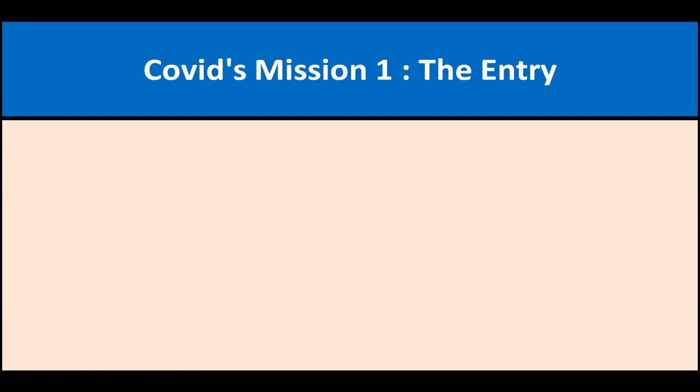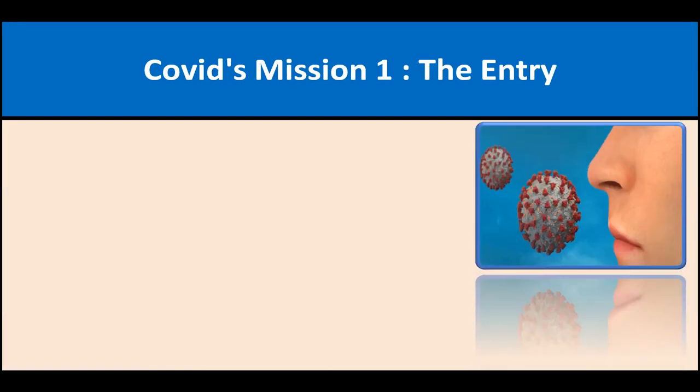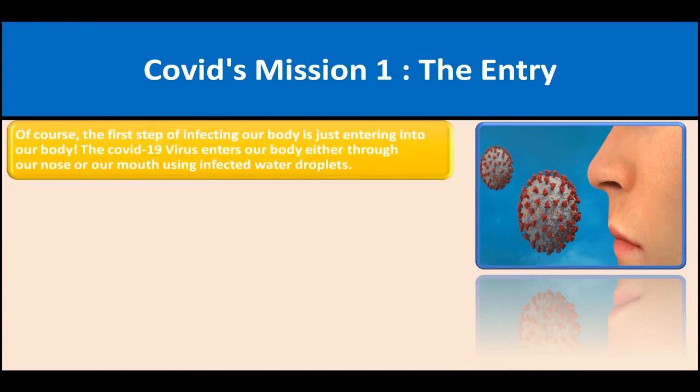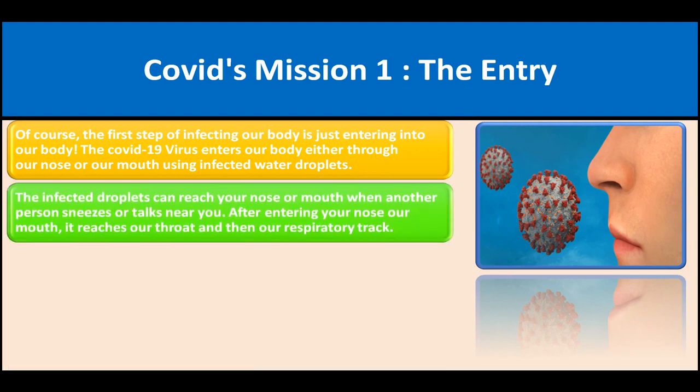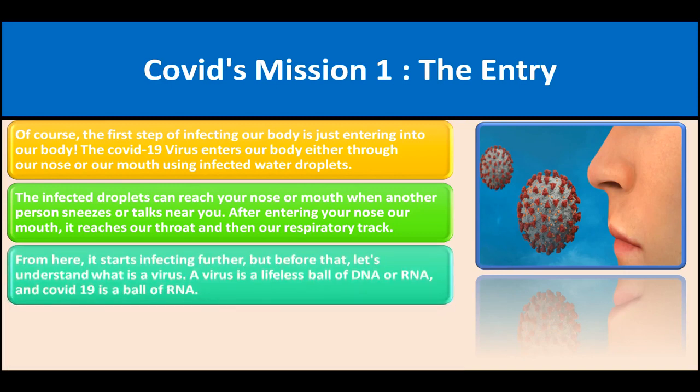COVID's Mission 1, The Entry. Wow, a cinematic title, isn't it? Anyways, the first step of infecting our body is just entering through our body. And the COVID 19 virus enters our body either through our nose or our mouth using infected water droplets. I promise you, the rest of the video is going to be very interesting. Anyways, the infected droplets can reach your nose or mouth when another person sneezes or talks near you. After entering your nose or your mouth, it reaches your throat and then your respiratory tract. From there, it starts infecting further.